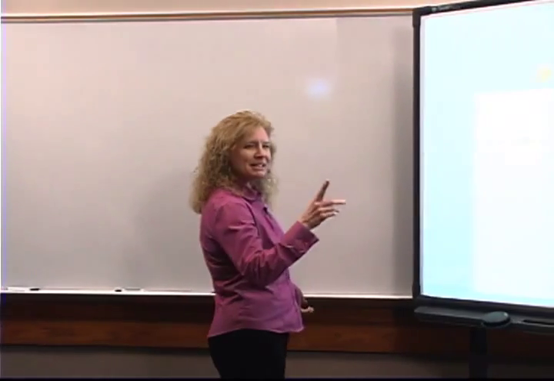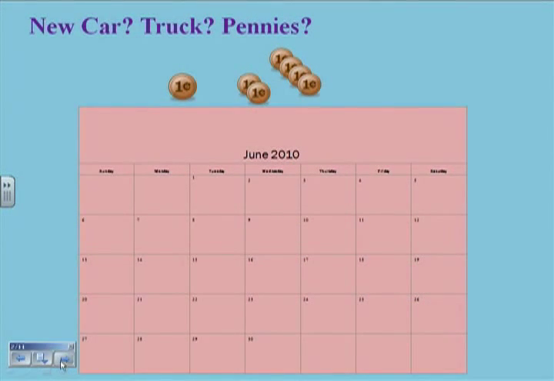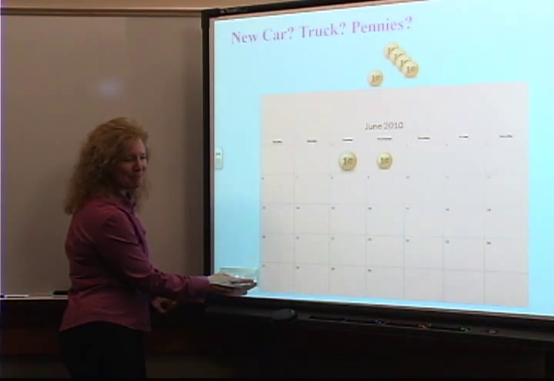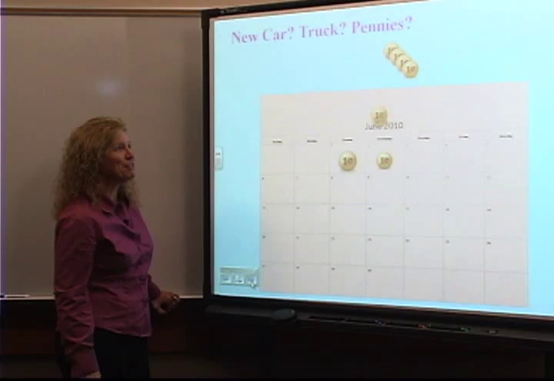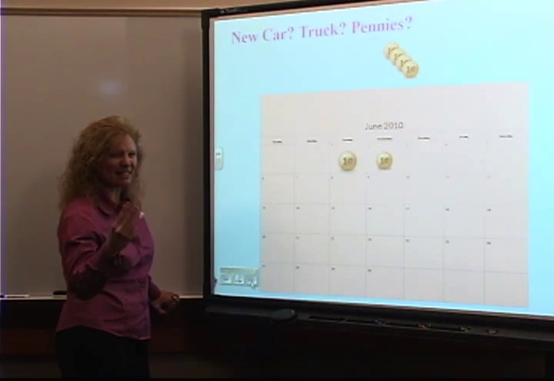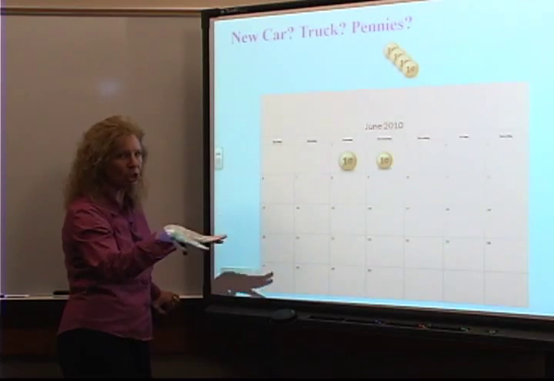Now, here's the situation. You give them a calendar for the month of June, and on the first day of the month, they put a penny for you. And on the second day of the month, don't you love my pennies? They give you 2 pennies. So now you're up to 3 cents. This is instead of the car or the truck, by the way.